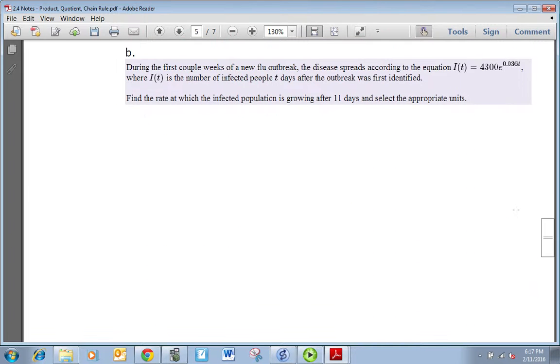During the first couple of weeks of a new flu outbreak, the disease spreads according to the equation I of t equals 4,300 e to the 0.036t, where I of t is the number of infected people t days after the outbreak was first identified. Find the rate at which the infected population is growing 11 days after, and select appropriate units. So I prime of t is going to be, we need to take that 0.036 and multiply it by 4,300, and we get 154.8.